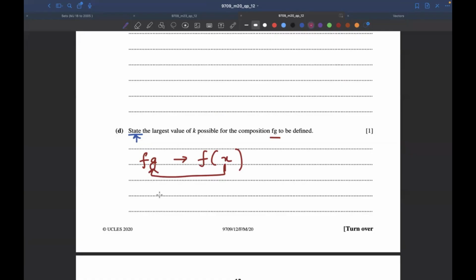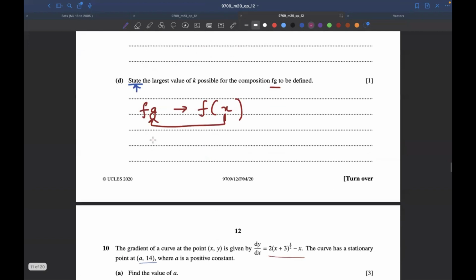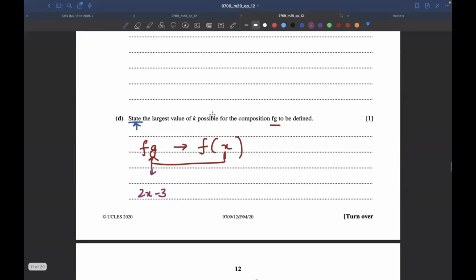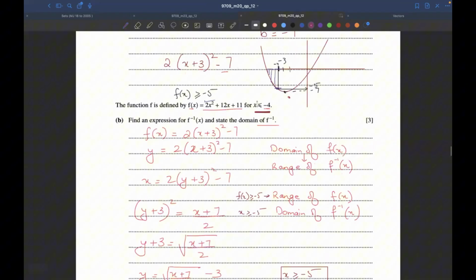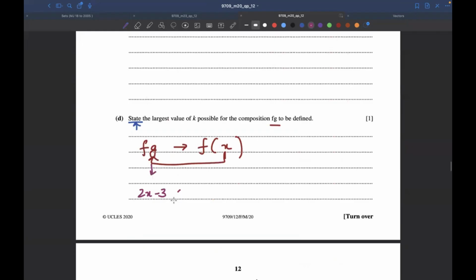Now we know that this function g is 2x minus 3, which means that this value 2x minus 3 that we have, as it is representing the x value, cannot be more than -4, it has to be less than or equal to -4, which means that we'll have to equate g of x as less than or equal to -4. Solving this equation, we'll get 2x is less than or equal to -4 plus 3, that's -1. So x will be less than or equal to -1. So the largest value of k will be k is equals to -1.